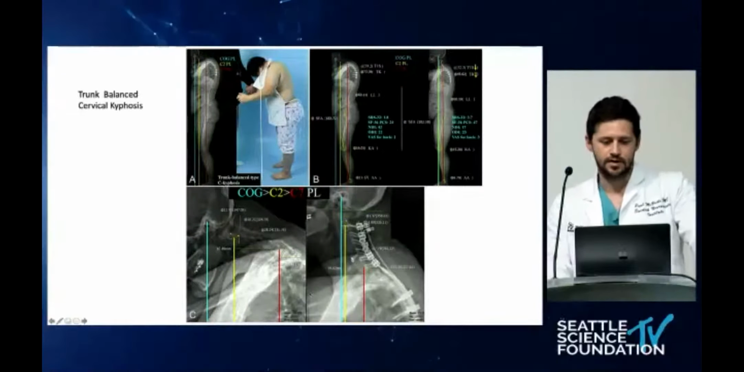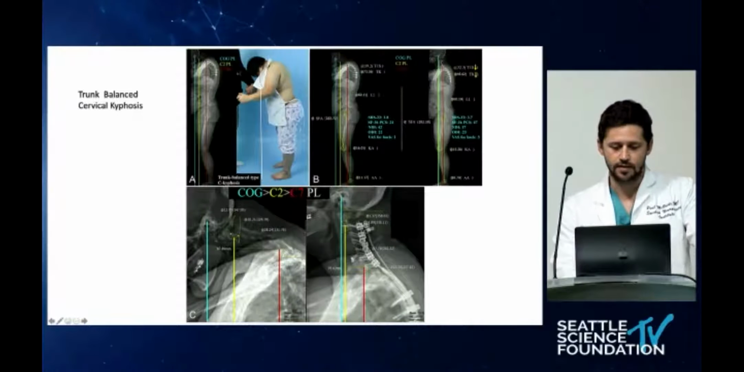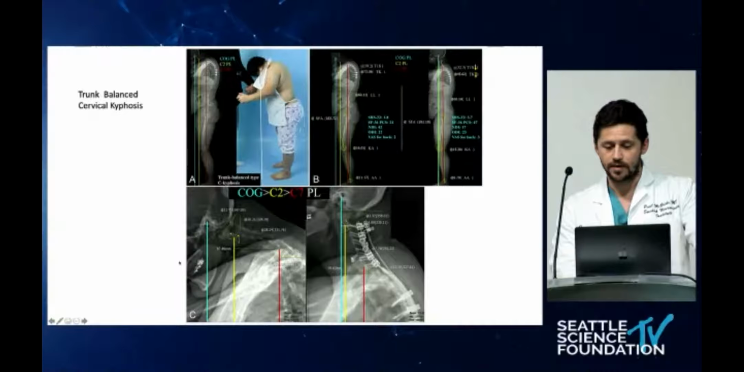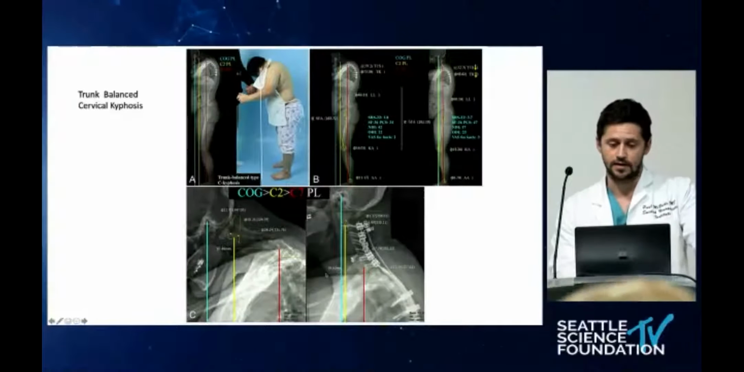And so this is a representative case of a trunk balanced patient pre and post-op. You can see how the plumb lines, the center of gravity, C2 and C7, are all very far apart, and then they normalize but stay in the same order after surgery, with the center of gravity being the furthest ahead of the sacrum.